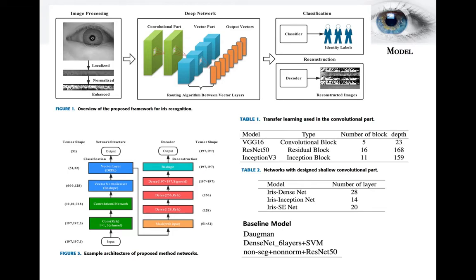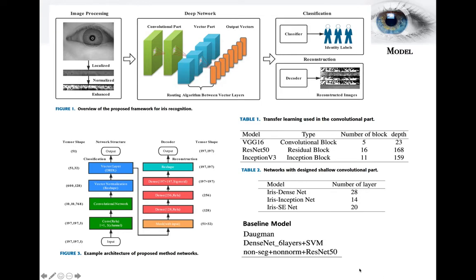Here is the machine learning pipeline. As we can see, for the pre-trained networks, they use VGG16, ResNet50, and Inception v3. Those networks are pre-trained and then fine-tuned. They also have three other networks: Iris Dense DRDL, Iris Inception DRDL, and Iris SE DRDL. Those are the shallow convolutional networks, and they are fully trained.